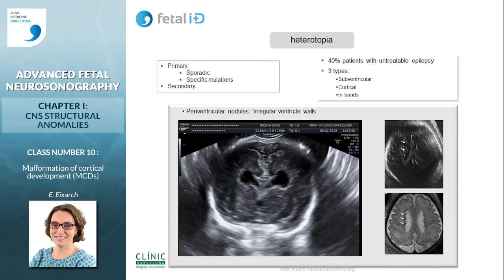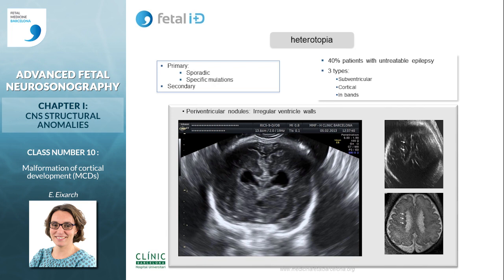Another anomaly is heterotopia. This can be primary, which in the majority of cases will be sporadic or due to specific mutations, or secondary due to events that will produce brain damage throughout the gestation. In 40% of cases, the symptom will be an untreatable epilepsy, and we can have three types: the subventricular, cortical, or in bands. But in fetal life, we are only able to diagnose the subventricular, because the other two give difficult images to detect. And how are we going to identify it?